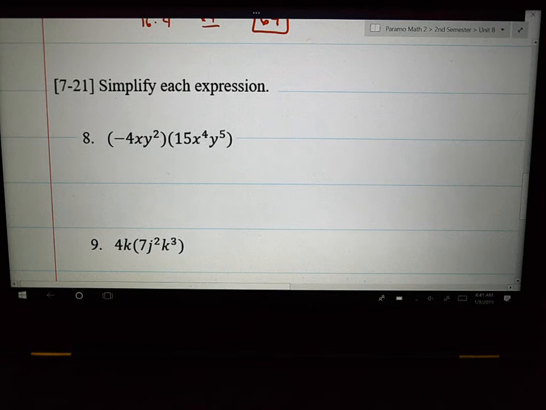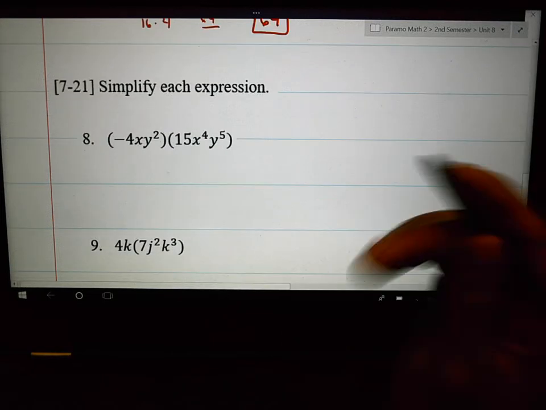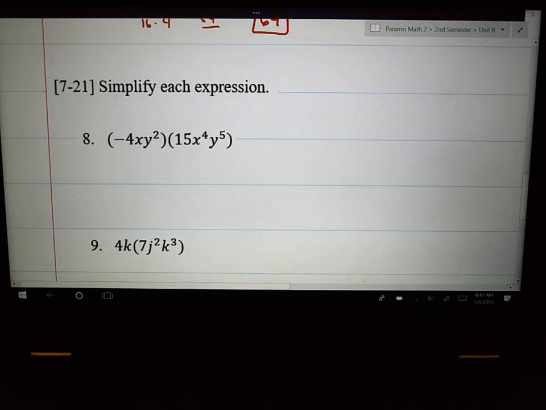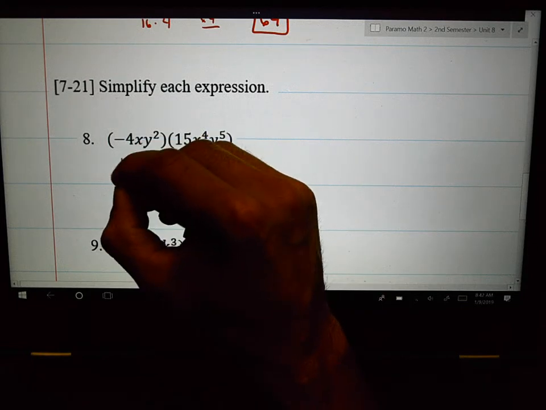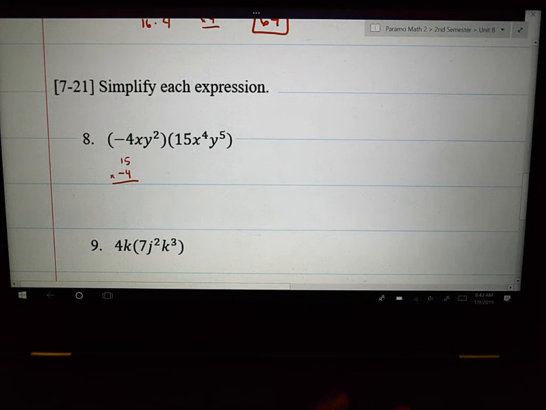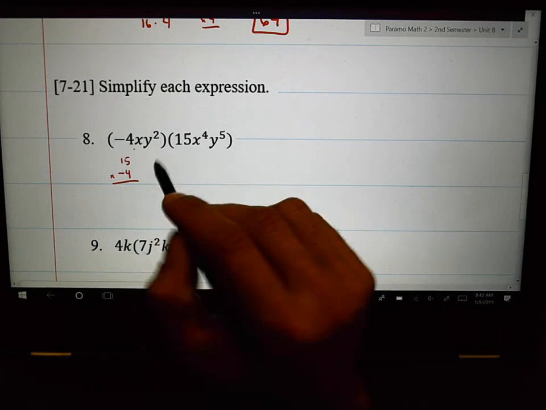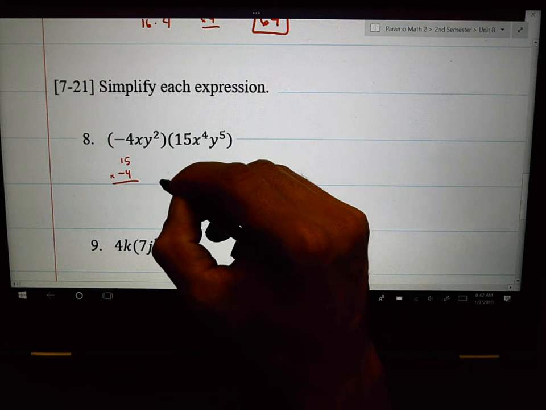That was so weird that those two things disappeared. I don't know why. So what is negative 4 times 15, 30, 45, 60? Negative 60, right? A negative times a positive is negative 60.